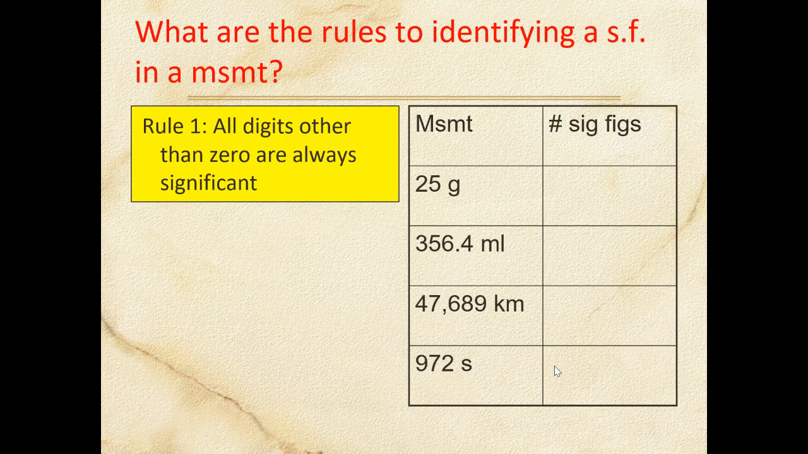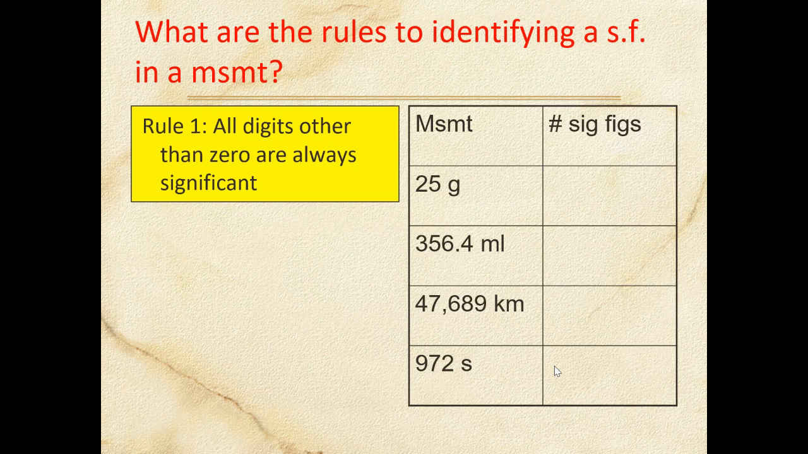Rules for identifying a significant figure in a measurement. We are going to learn 5 rules. You guys are going to be asked on your assignments to identify which rules allowed you to determine how many significant figures were in the problems. So rule number 1, all non-zeros are significant. So all numbers aside from 0 are always significant.